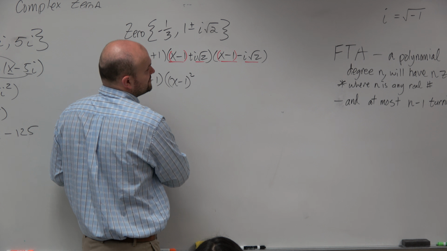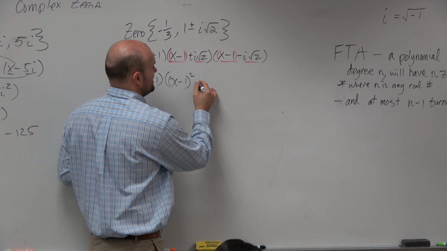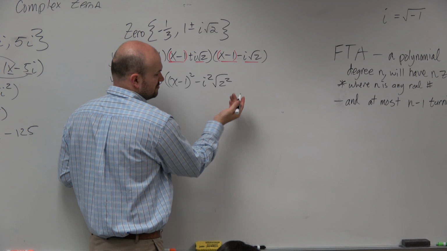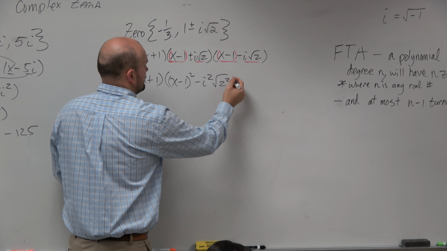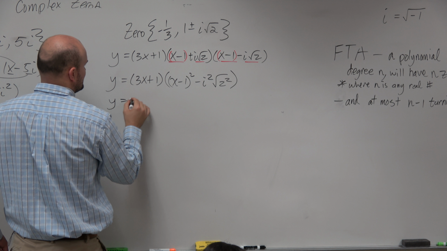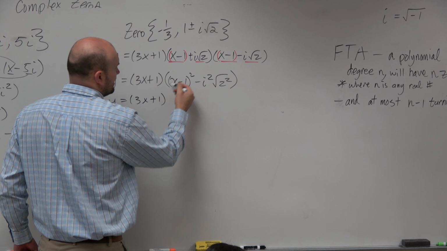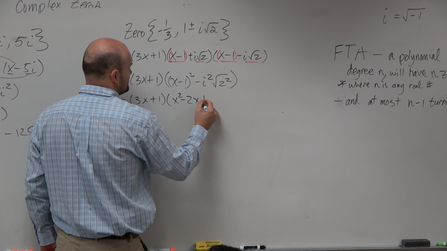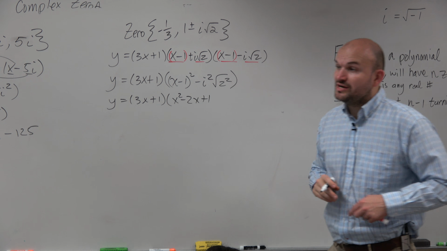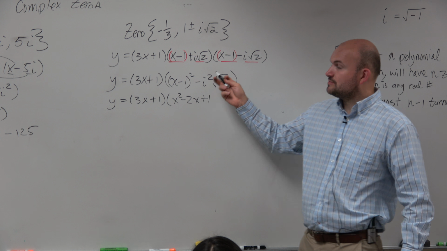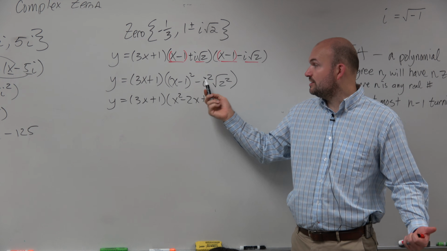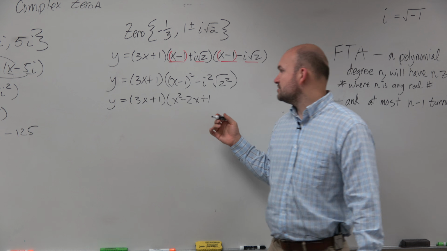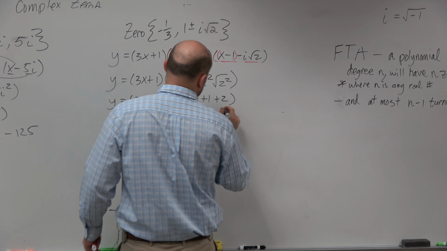And then i square root of 2 times negative i square root of 2 is going to be a negative i squared times square root of 2 squared, right? Which is really just 2. So we simplify this. x minus 1 squared, guys, that's a binomial squared. x squared minus 2x plus 1. And then i squared is negative 1, so minus negative 1 is positive 1. Positive 1 times square root of 2 squared is 2. So therefore, I should have plus 2.